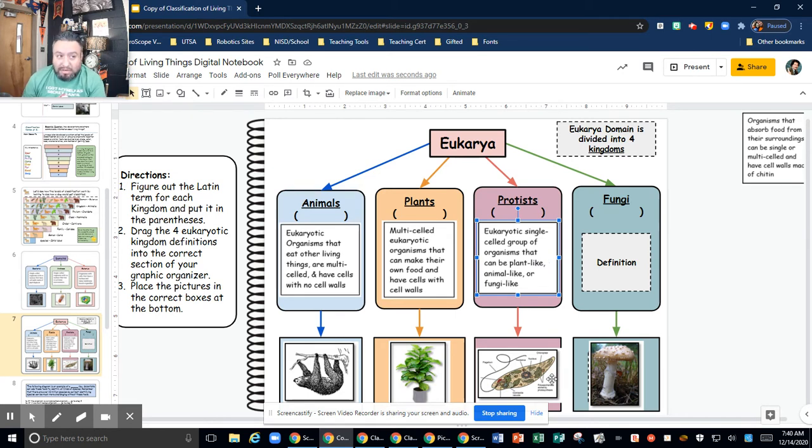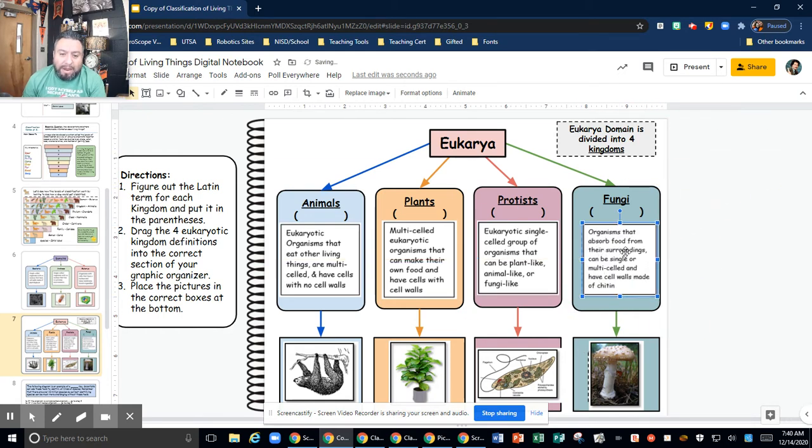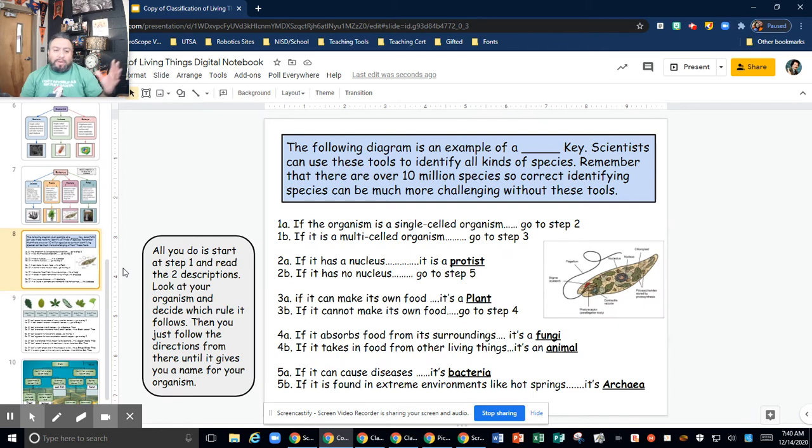This guy is like a little shapeshifter, okay? Then you have your fungi. That guy's right here. Absorbs food from their surroundings, right? It eats decaying matter. Multi-celled, have cell walls and made of chitin, all right? Chitin.